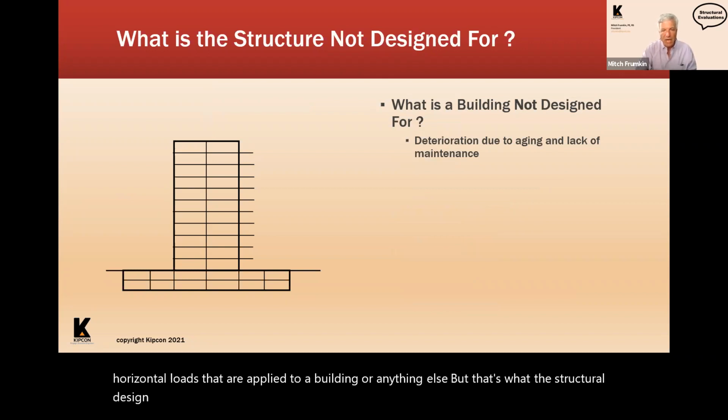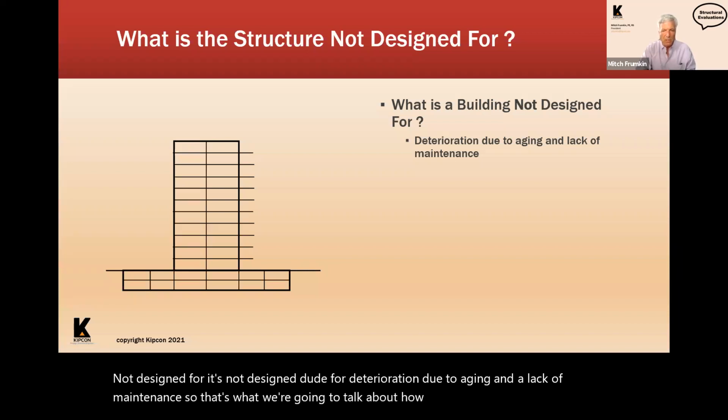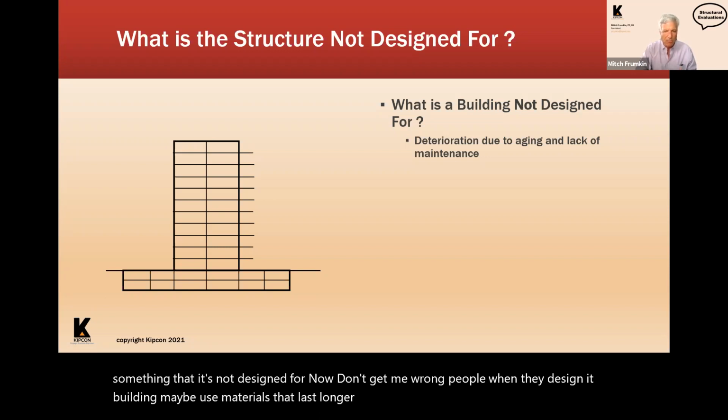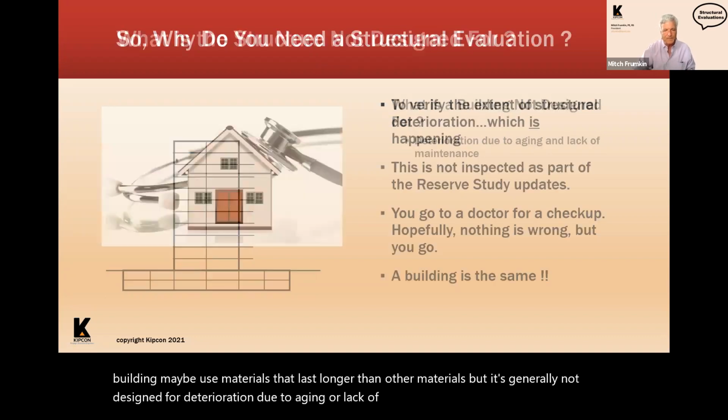What is a structure not designed for? It's not designed for deterioration due to aging and a lack of maintenance. So that's what we're going to talk about. How do you monitor a building for something that it's not designed for? Now, don't get me wrong. People, when they design a building, maybe use materials that last longer than other materials, but it's generally not designed for deterioration due to aging or lack of maintenance. So that's what's left out.